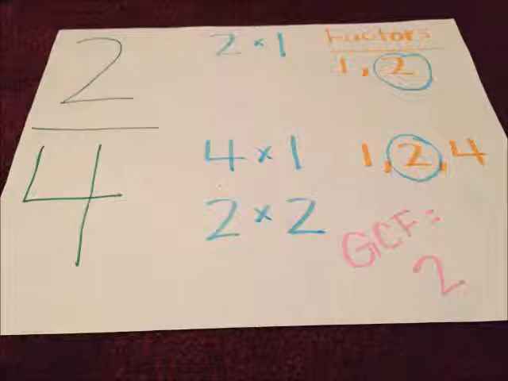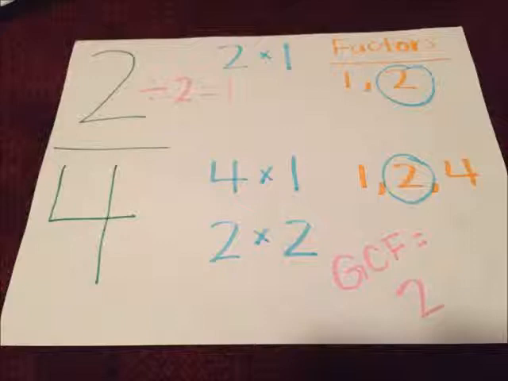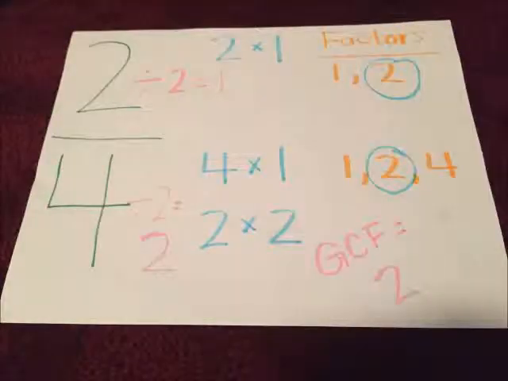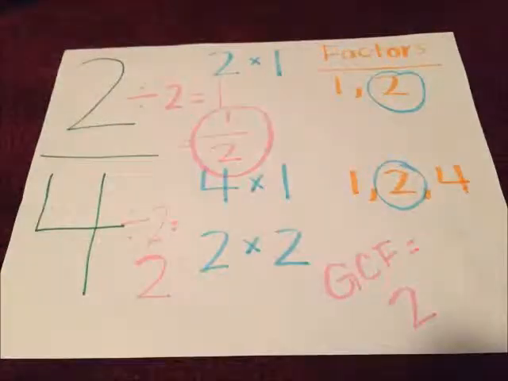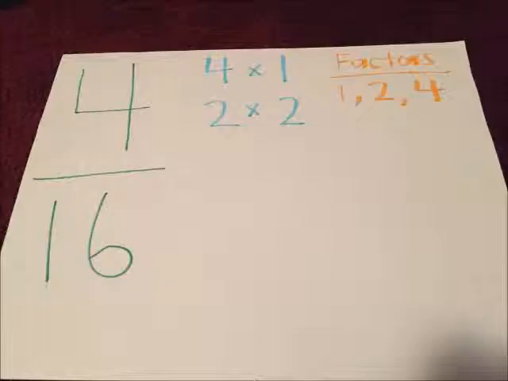Now, you take the GCF and divide the numerator and the denominator by that number. So, 2 divided by 2 equals 1, and 4 divided by 2 equals 2. This means that 2/4 can be reduced to 1/2 in its lowest form. Got it? That's not so hard, right? Now let's try another one.